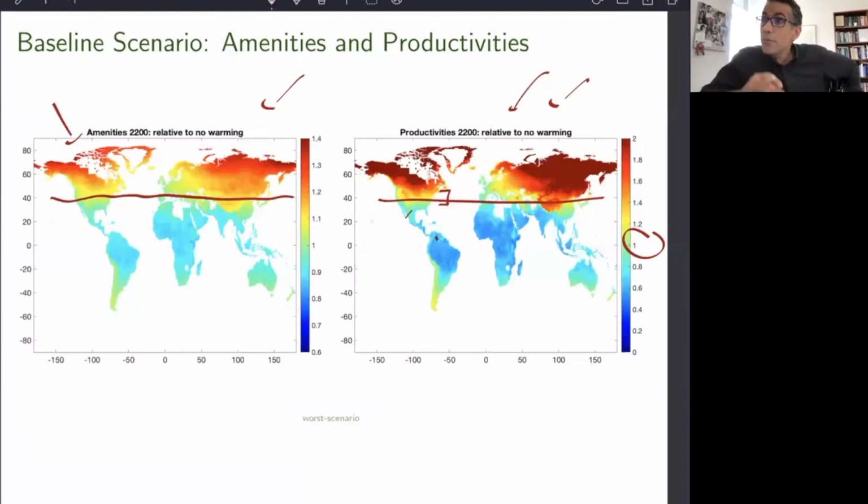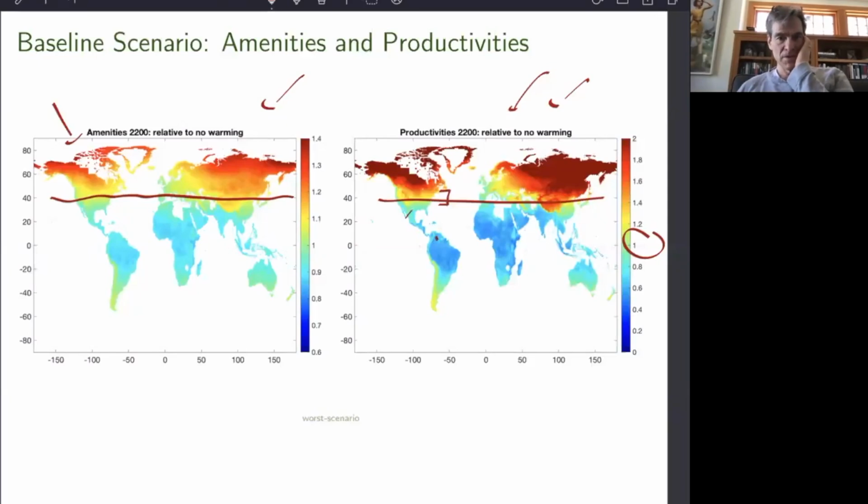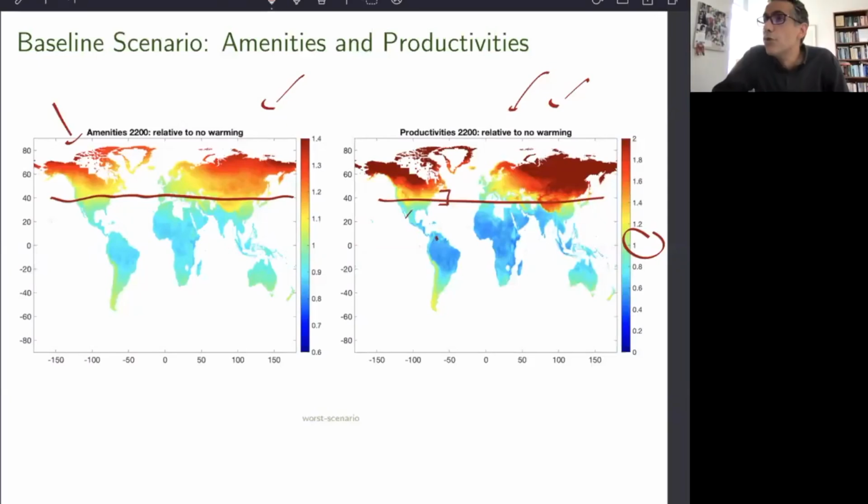Yeah. But remember, part of the productivity effect is endogenous, right? Temperatures are better, and so firms go and invest in those locations, right? Got it. So it's not purely from the damage function that I showed you.